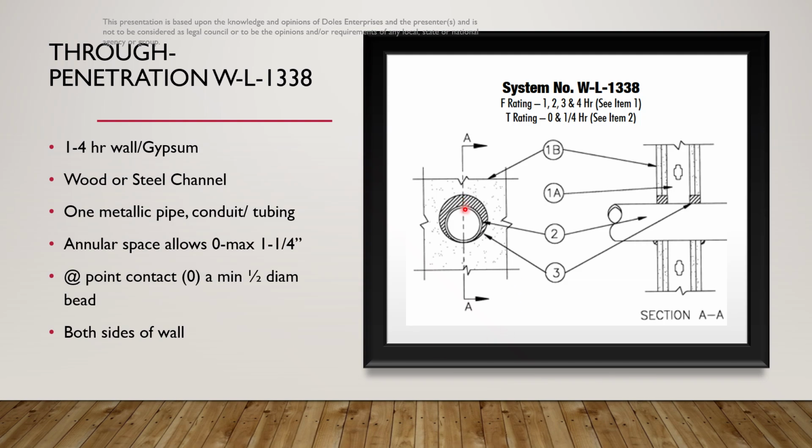Let's say we have a 1-inch steel pipe as our through penetration. Let's say the opening that's been created is 8 inches. Without doing a lot of math, it's pretty common that from the top of the 1-inch pipe to the top of that 8-inch opening is going to be much more than the 1 1/4 inch allowed.